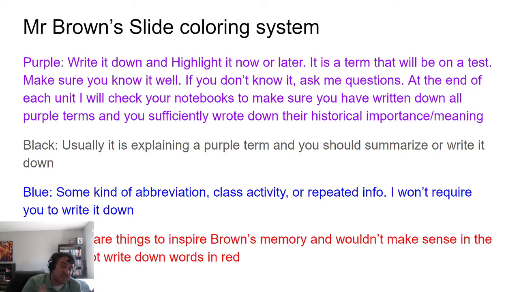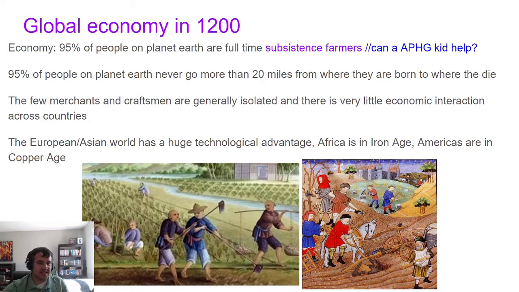Okay, and then lastly, if you see something in red, it is not for the students to write down at all. Something in red is for me. It's to inspire my memory. It wouldn't make sense in notes. Maybe it's like a joke I wanted to say. So red is my color. Stop on red, but definitely write down especially purple and black. Okay, so this coloring system you're going to see in every presentation I ever do, so be aware of it. Great, perfect. Moving on. All right, let's get into the past.